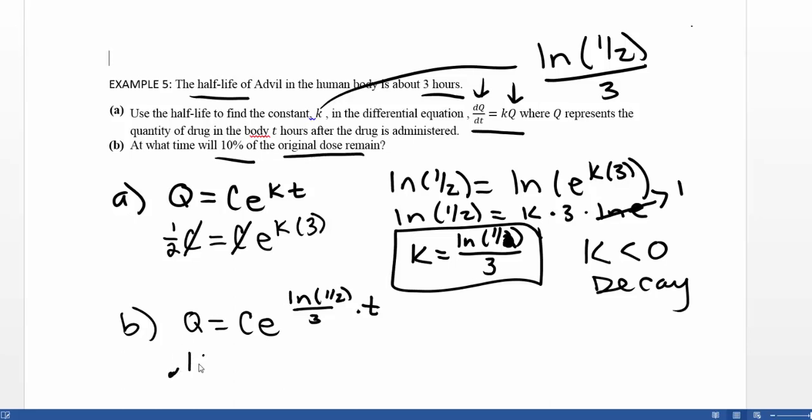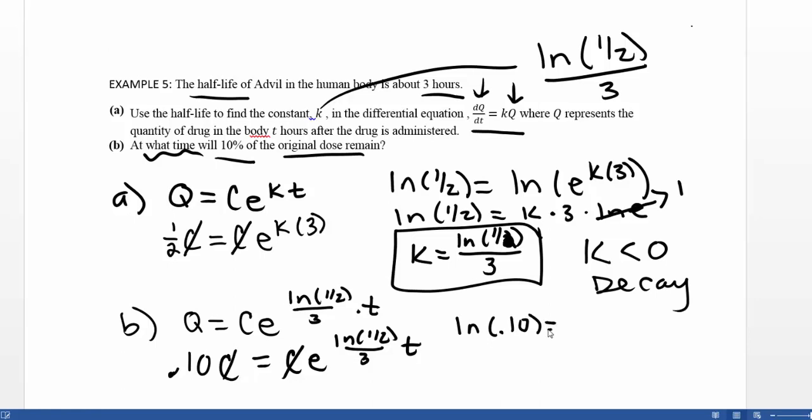So what I'm looking for is 0.10 times C, 10% of the original amount, which is our C, equals Ce to the natural log of 1/2 over 3 t. So again, I can divide out the C's, and to solve for t, which will answer the question, what time, I'm going to start by taking the natural logs of both sides. So the natural log of 0.10 equals the natural log of e to the ln of 1/2 over 3 t.